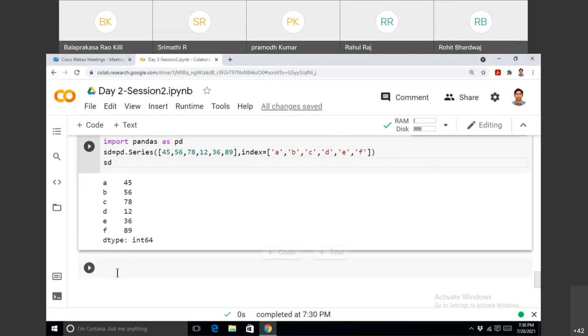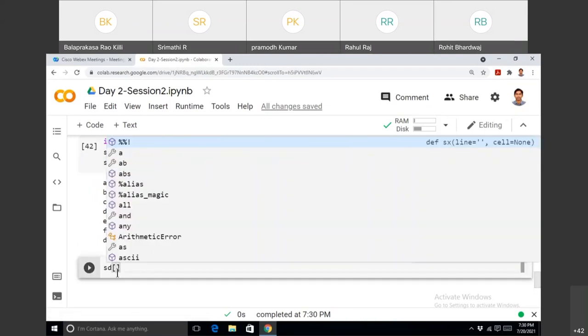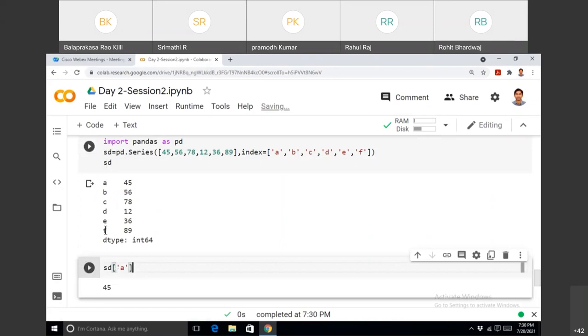So that is the output of SD. Now, if you want to access something, you can access using these explicit indices. So that means if I give SD of A, what will it give? It will give 45, the first element. SD of F will give 89. So this is the other advantage of pandas or numpy arrays.